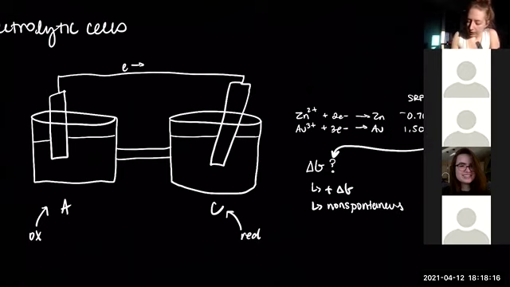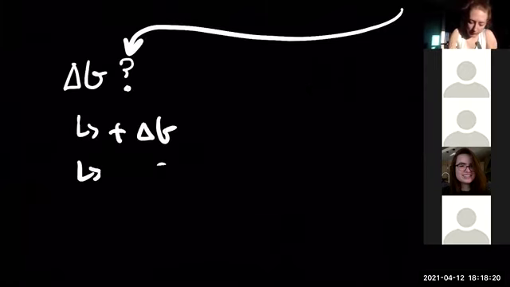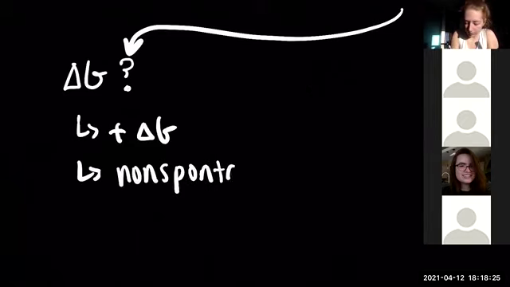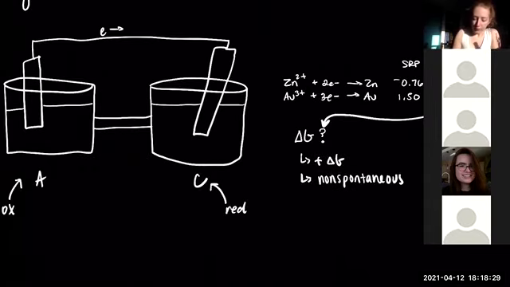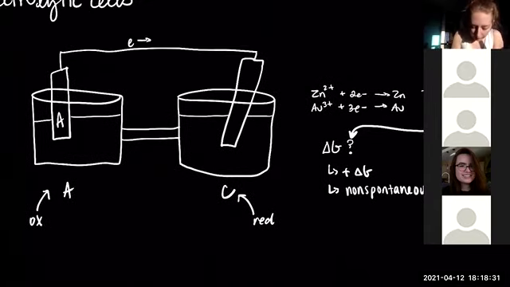Why am I not spelling spontaneous correctly here? Non-spontaneous. Okay. So this time we would label this one as the gold here, and zinc on this side. Okay.